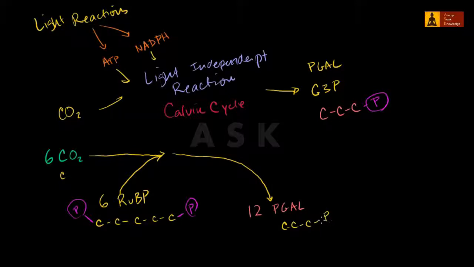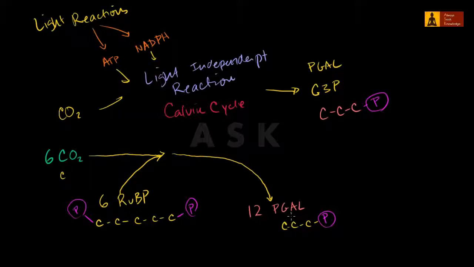And just to make sure we're accounting for our carbons properly, let's think about what happens. We have 12 of these guys. So you could think of it that we have 12 times 3, we have 36 carbons. Now, did we start with 36 carbons? Well, we have 6 times 5 carbons, that's 30, plus another 6 here. So yes, we have 36 carbons. They react with each other to form this PGAL.